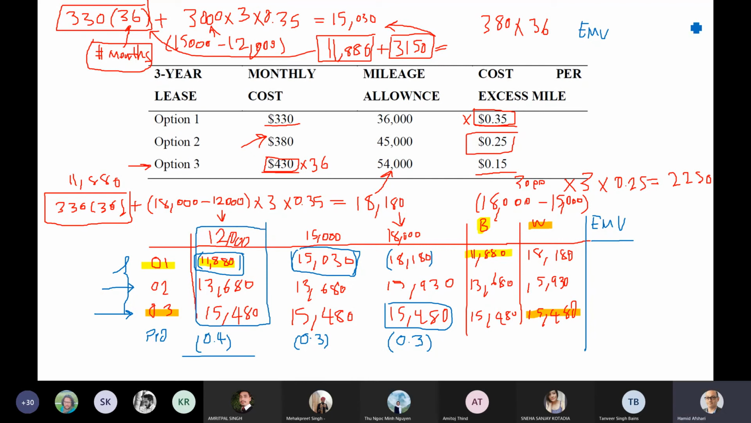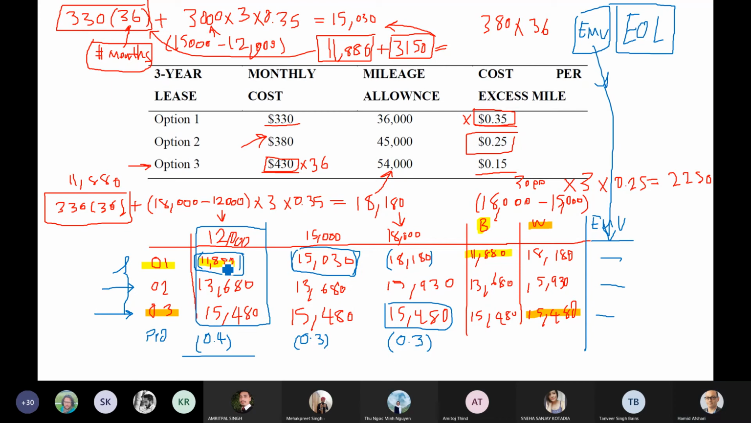So just to go back, I have two options: calculate expected monetary value or calculate expected opportunity loss. If I go with expected monetary value, all I need to do is calculate this column and select the minimum of that, the minimum expected monetary value, because everything is in terms of cost. Or alternatively, I can translate everything in terms of opportunity loss. So I'm going to create a new table. In the new table, all you want to do is deduct the value of each option from the best value. So the new table would look like this.